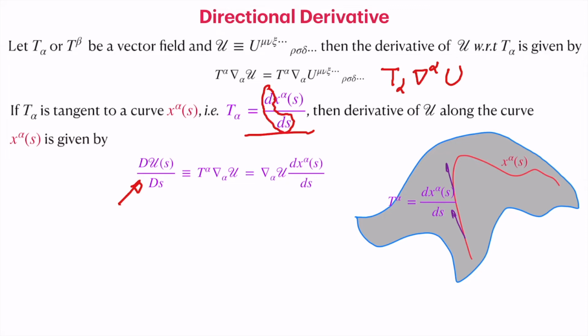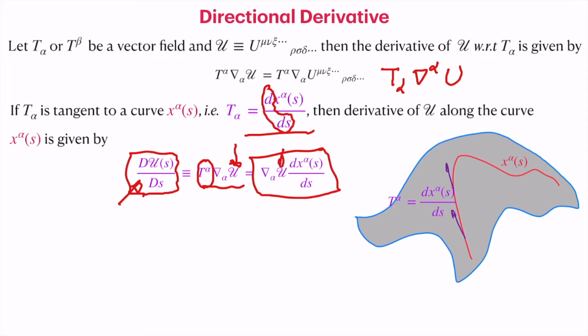Keep in mind that this expression explicitly means taking the covariant derivative of the tensor field u and then taking the dot product with T^α, which is the tangent vector. Here it is explicitly written that the covariant derivative of tensor field u is taken and dotted with dx^α/ds, which is a tangent. So that gives the directional derivative of any tensor field with respect to a curve, or with respect to the tangent vector of that curve.